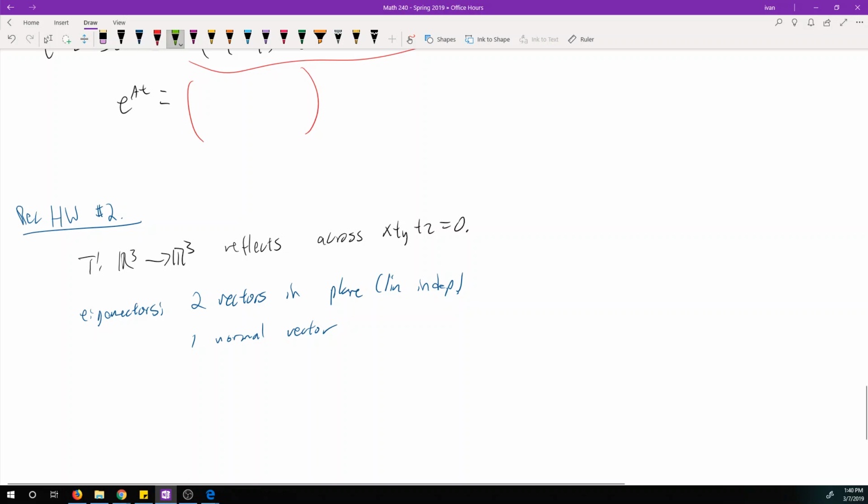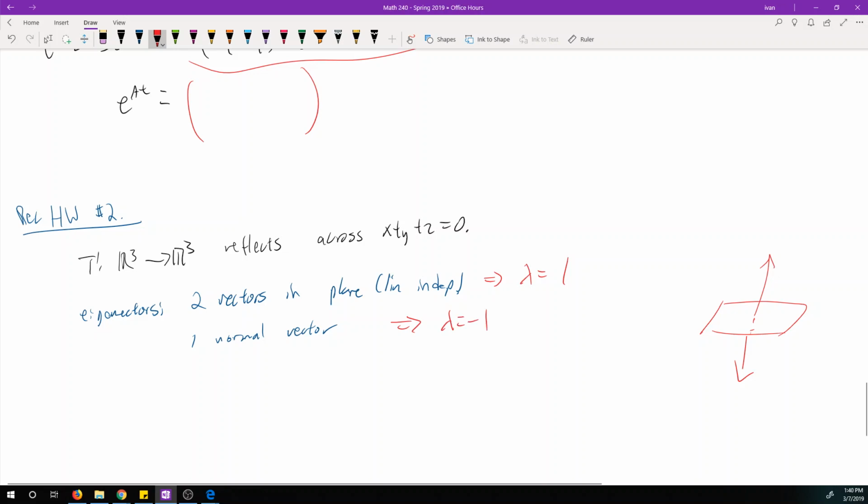And for the two vectors in the plane, I think I mentioned this briefly in recitation, but if you're reflecting vectors in the plane, they are just going to be reflected to themselves, right? So the eigenvalues associated with the two vectors in the plane are going to be lambda equals 1. And then the normal vector gets reflected to the opposite of itself, so this has an eigenvalue of -1.